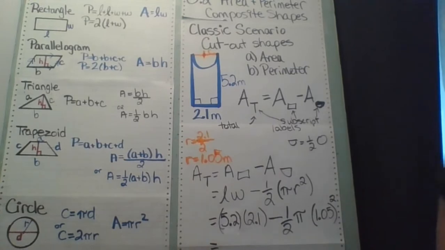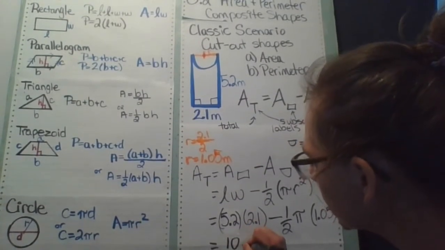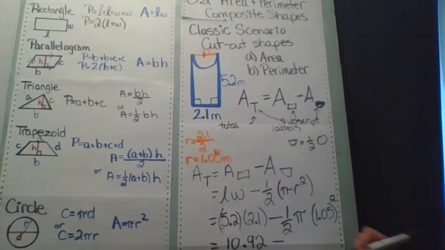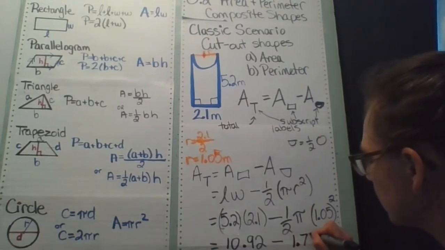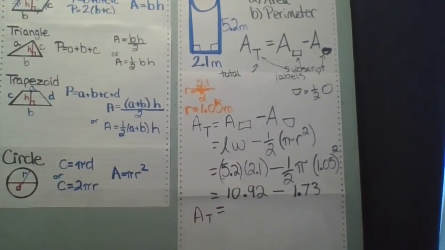So 5.2 times 2.1 gives me 10.92 minus 1.73. Oh my goodness, here we are. Area total is 9.19.